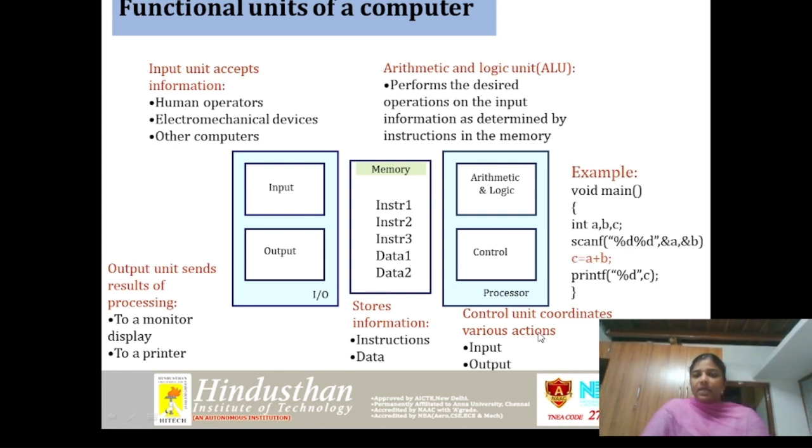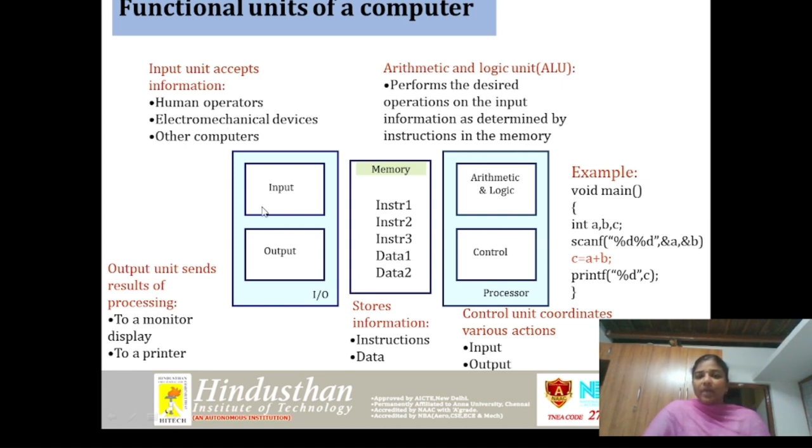For example, we will consider a C program. That is void main, and then we have declared some variables like A, B and C, and through scanf, when this step is running, scanf is used to get the input from the user. So the input will be taken in the form of the A and B variables. Consider the user is entering the input A equal to 5 and B equal to 10. That input will be fed into the IO unit, in the form of a human operator or electromagnetic or mechanical devices.